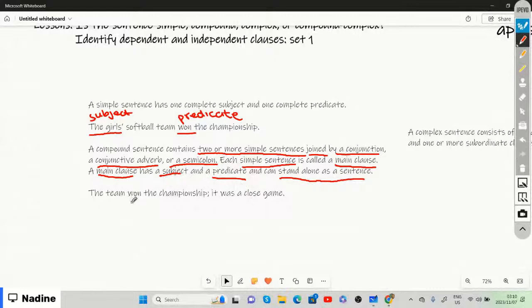The team won the championship; it was a close game. So there we have our two main clauses.